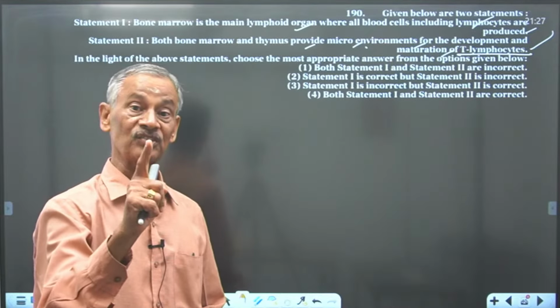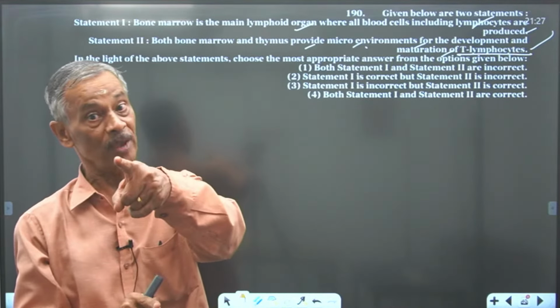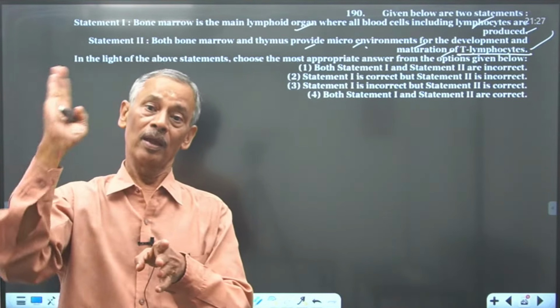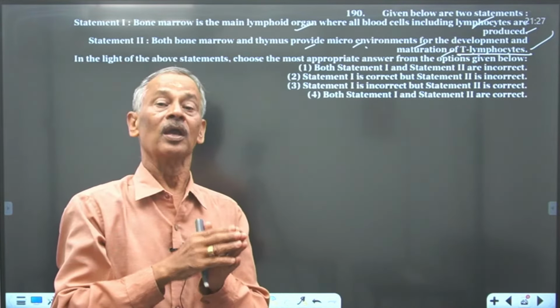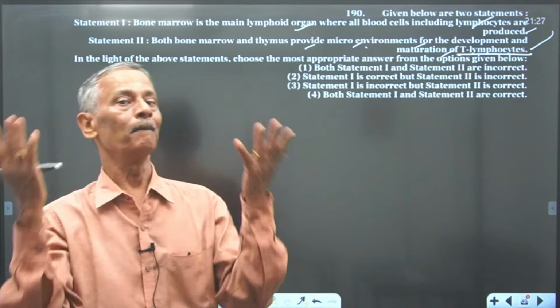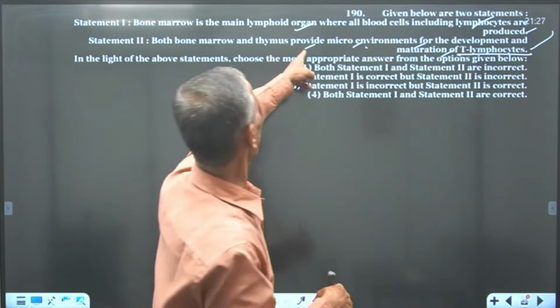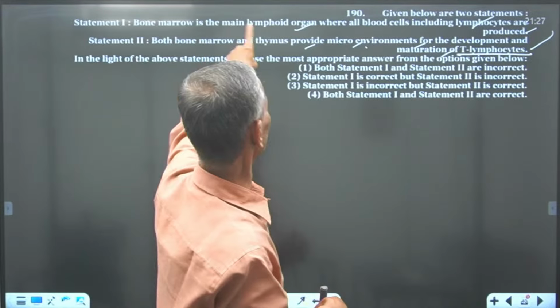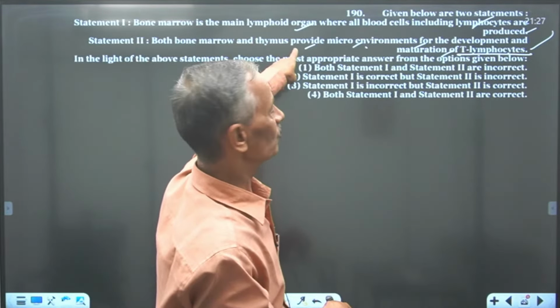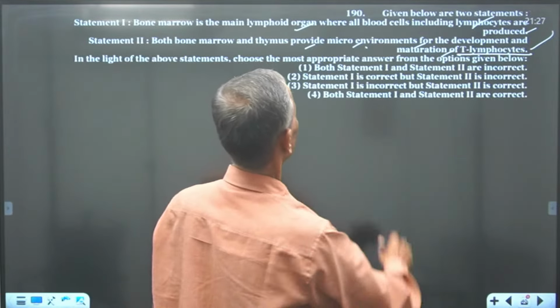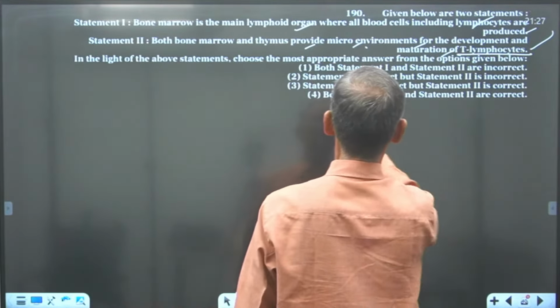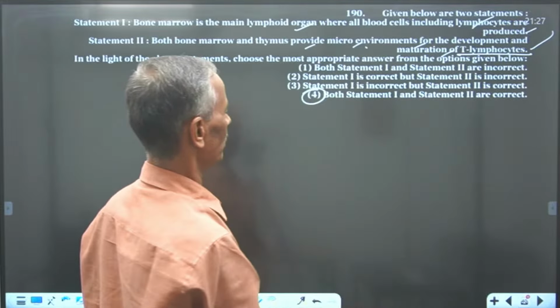T lymphocytes are originating first in bone marrow, then migrating to the thymus. They are migrated to the thymus. And in that thymus, they mature. So both bone marrow and thymus are providing this. These are the two primary lymphoid organs. So both statements are correct. Both statement 1 and 2 are correct. So you give the option 4.